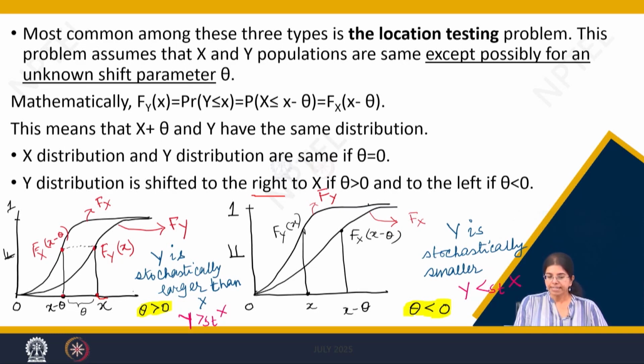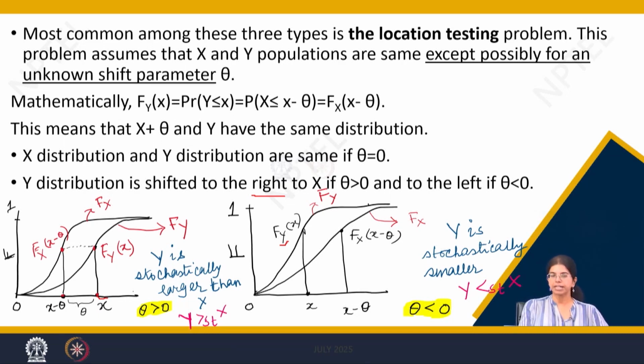Similarly, we will say Y is shifted to the left if theta is less than 0. Then you can see Fy is lagging behind Fx(x minus theta). Theta is negative. That means when I am writing x minus theta, essentially it means x minus minus theta, because theta is negative. So essentially X is theta units ahead of Y, and Y is lagging behind X.